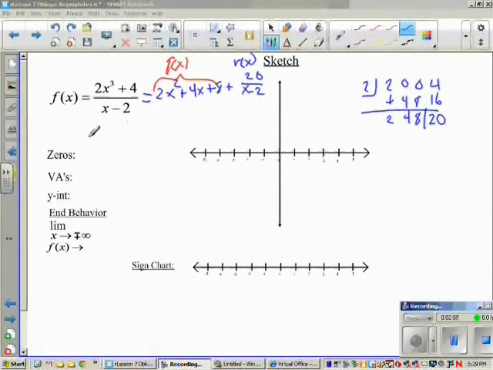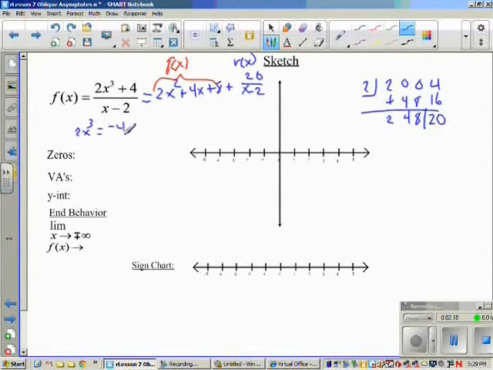And now to find some more information here, I'm going to set the numerator equal to 0 to find my zeros, which means 2x cubed has to equal a negative 4, which we can do since it's an odd exponent. Divide by 2. X will equal the cubed root of negative 2 or negative cubed root of 2. That value will make y equal 0. And the value's irrational, but I know it's between negative 1 and negative 2.